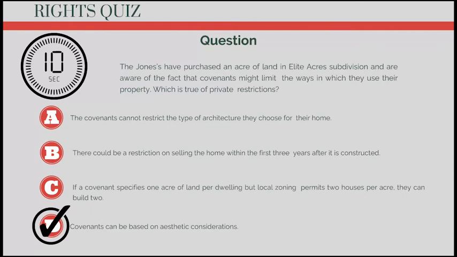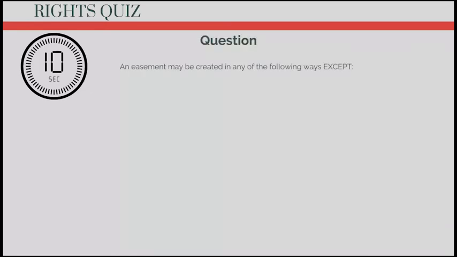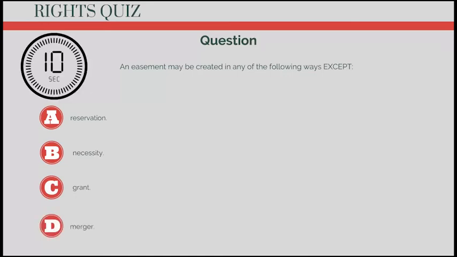The answer is D. Covenants can be based on aesthetic considerations. An easement may be created in any of the following ways except a reservation, necessity, grant, or merger. D. Merger. The total collection of rights that may be claimed by private ownership is described as A.